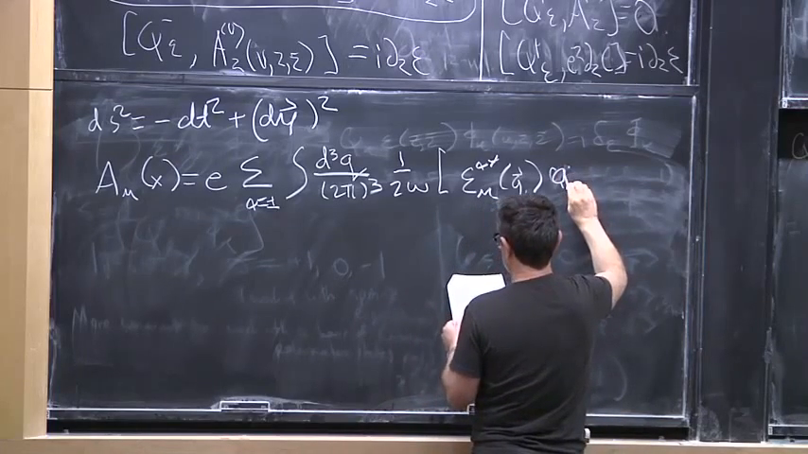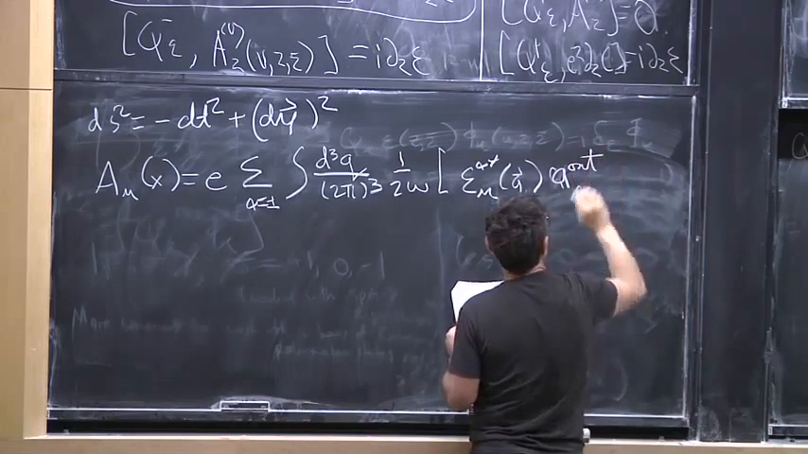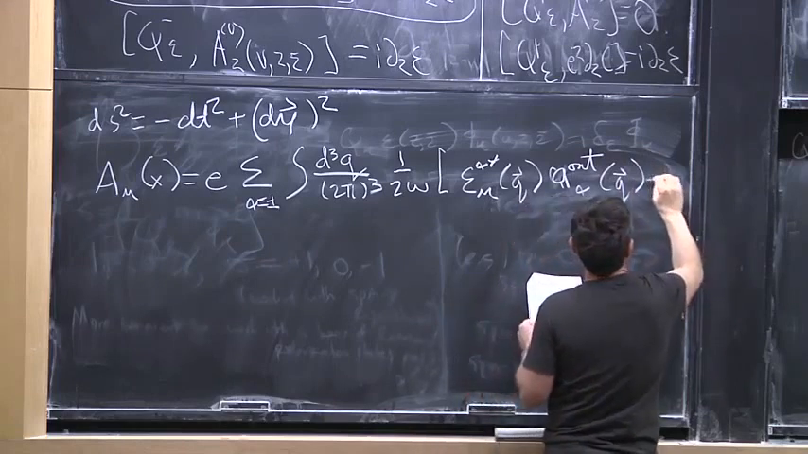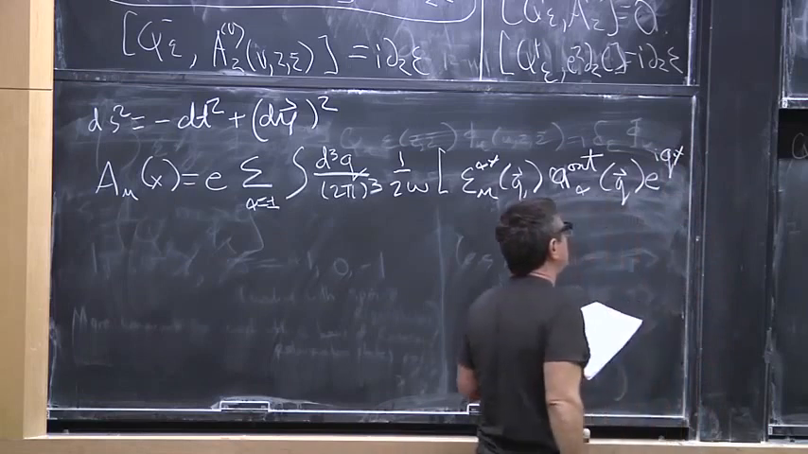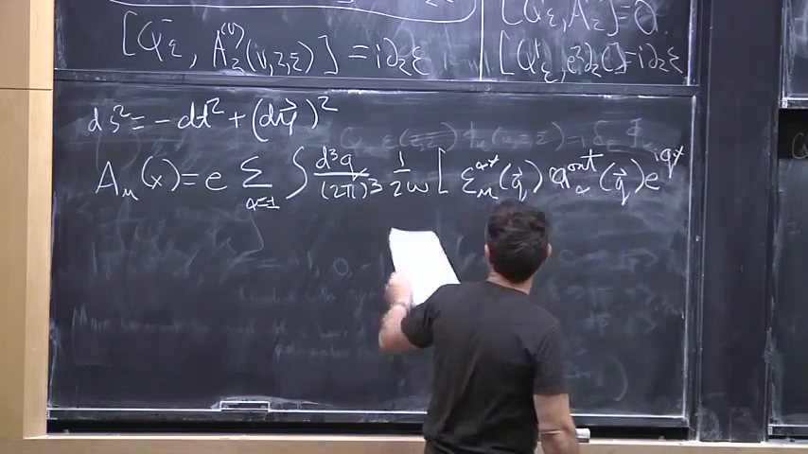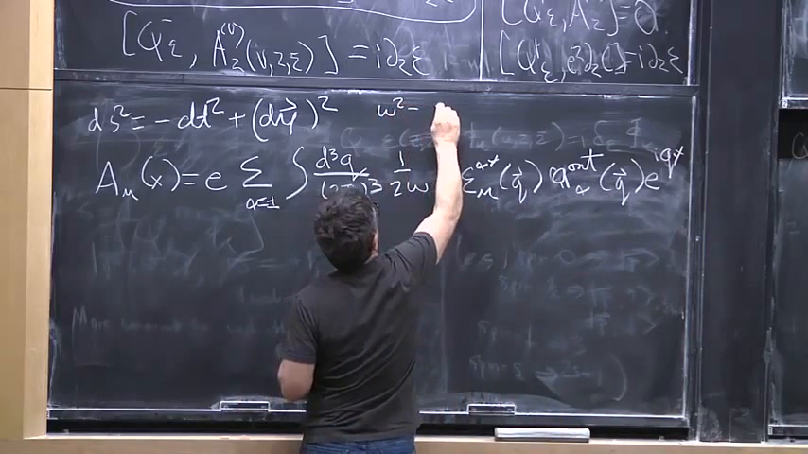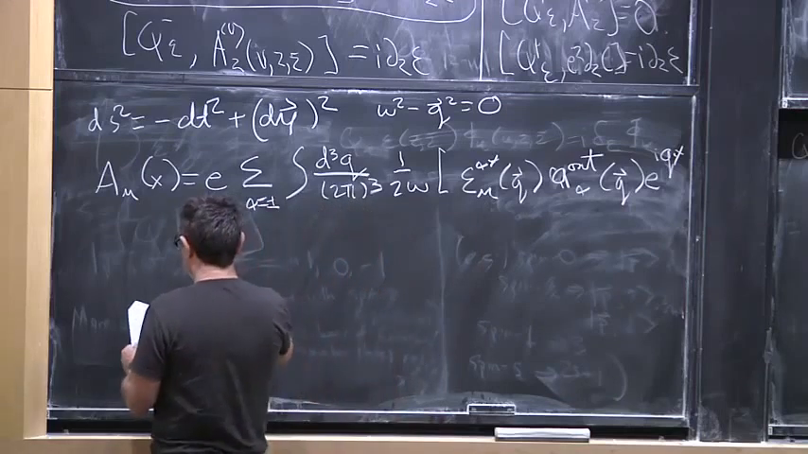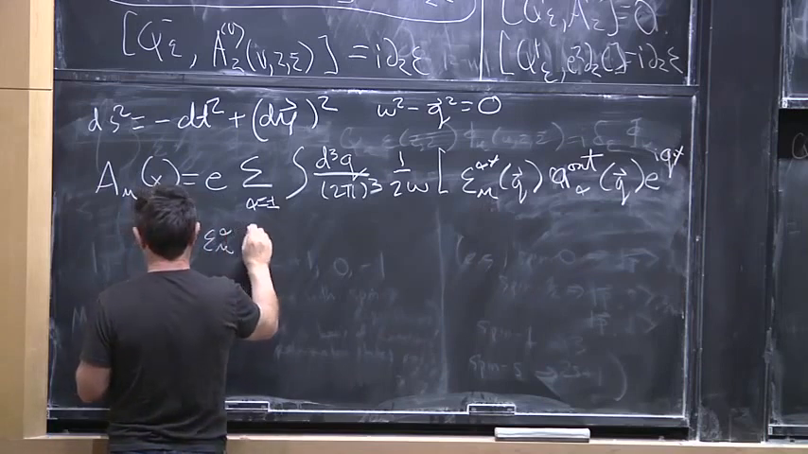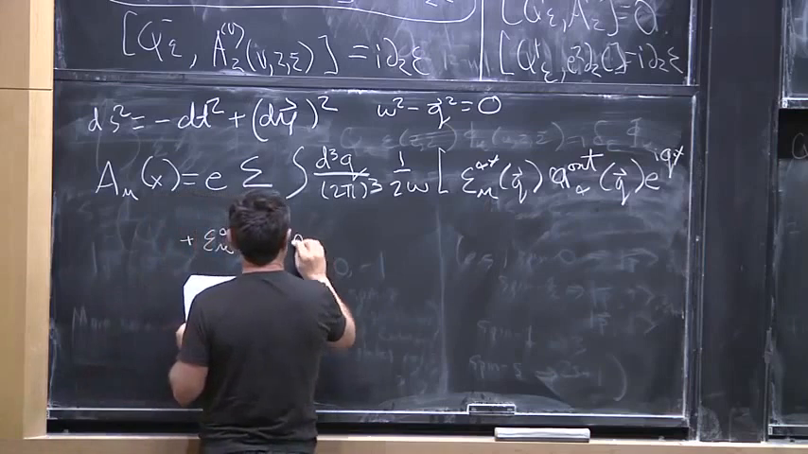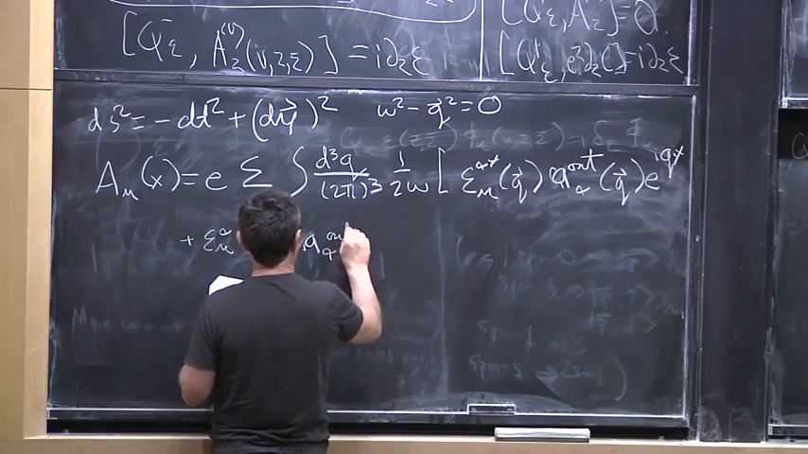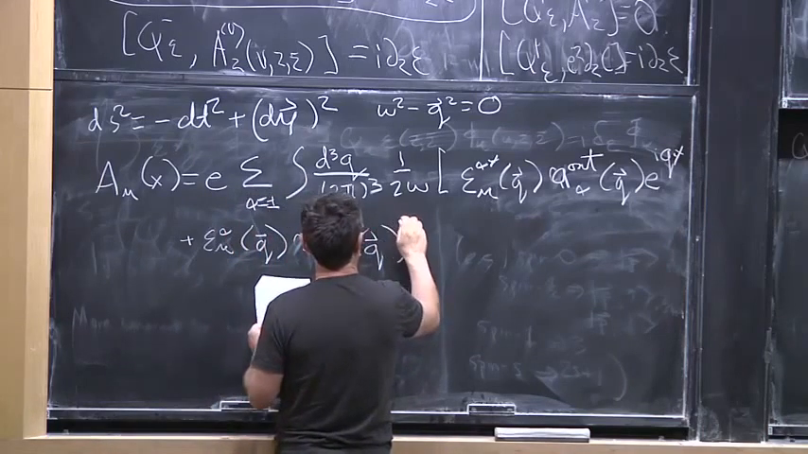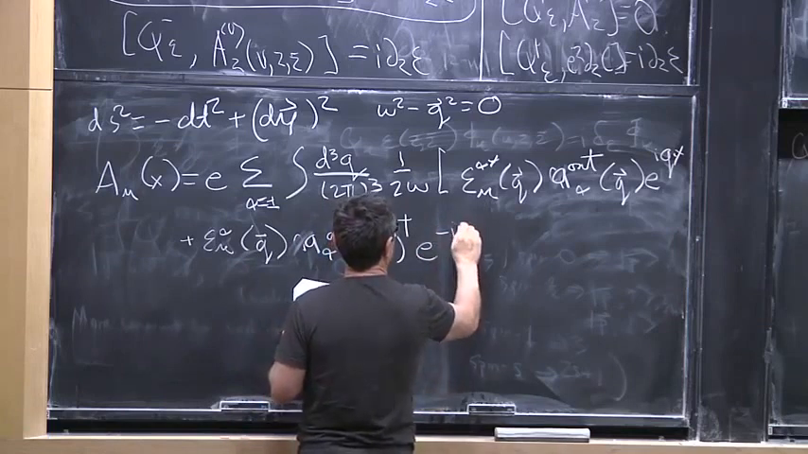Then we have an annihilation operator. So this would be the field on scri plus, A alpha out, which is a function of q, e to the i four-vector q dot x, where q squared is equal to 0. So it's omega squared minus q squared equal to 0, e to the i q dot x, and then we have plus epsilon mu alpha of q, A alpha out of q dagger, a creation operator, e to the minus i q dot x.